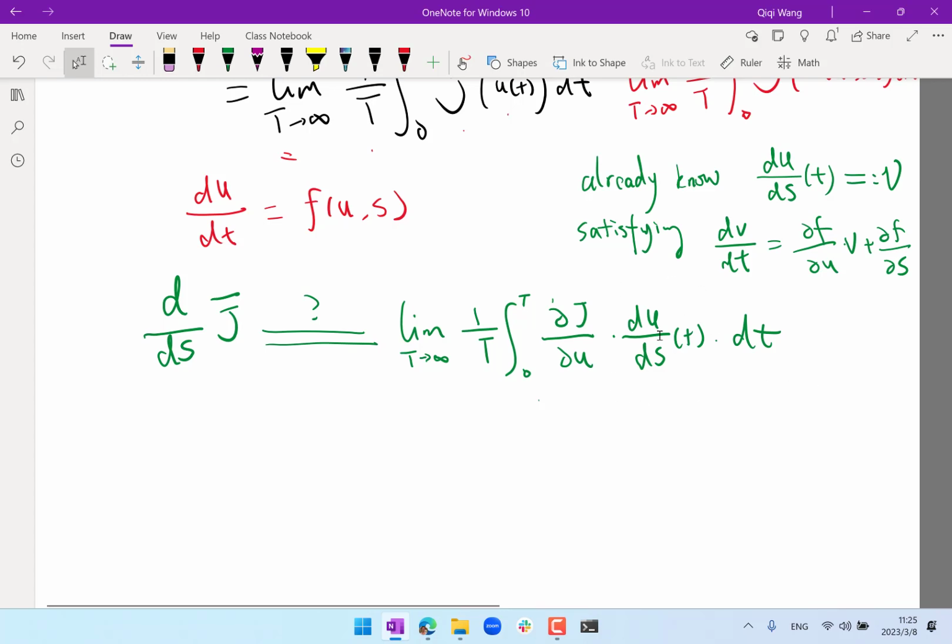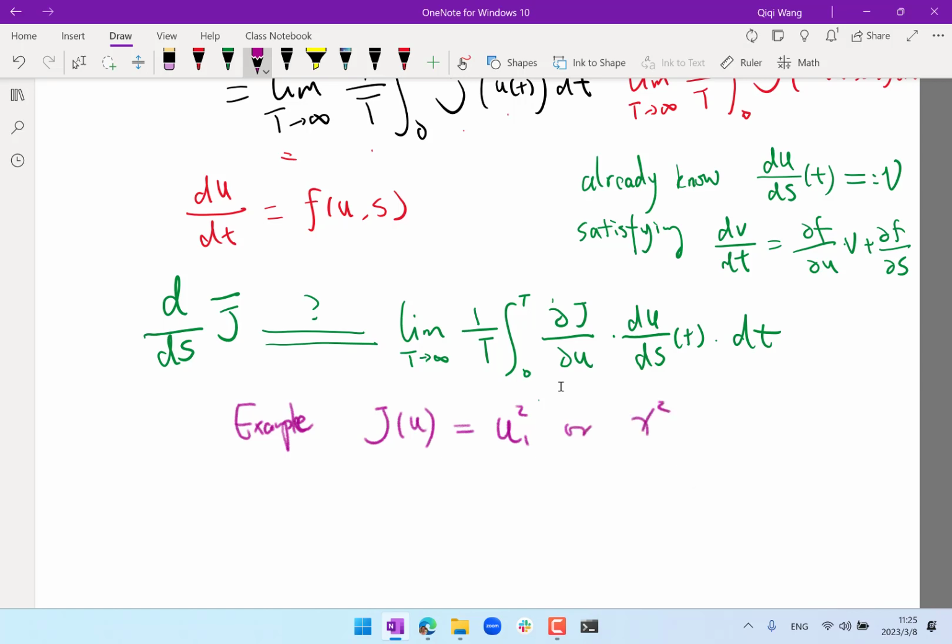Okay, so we already have the UDS. Let's just take an example. Example: J of U equal to, let's just say, U1 squared, or x squared in our case, right? Like in the van der Pol oscillator, U has two components, x and y, right?